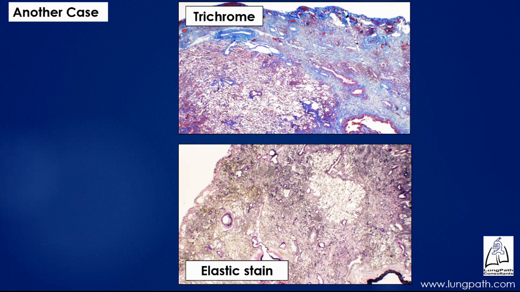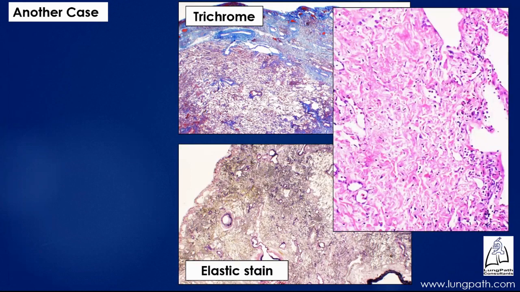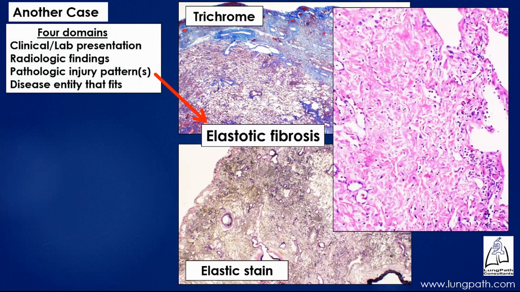Let's look at another case, and I'll give you a trichrome and an elastic tissue stain. And if there's an elastic tissue stain, that should be a clue, because you can see there's a fair bit of elastic tissue there on the bottom. And this is fibrosis in this kind of case, as you see with the blue trichrome at the top. It's subpleural in distribution. That's helpful. Higher power, we see our curly Q elastotic fibers. So we're dealing with elastotic fibrosis.